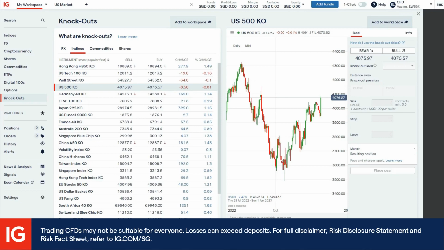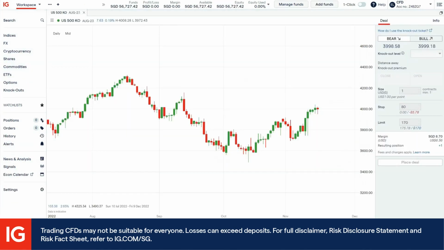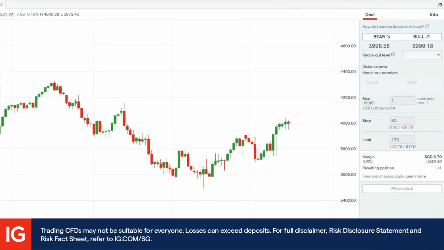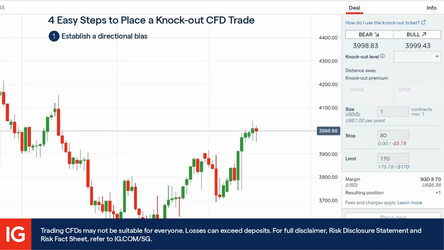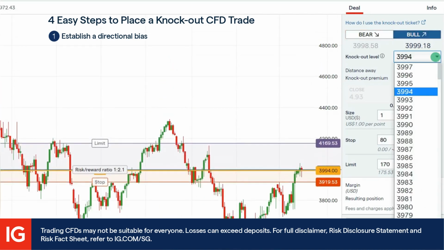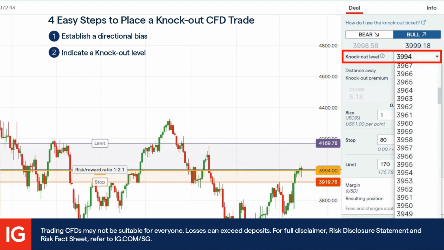Once you have selected the underlying market, click on the Add to Workspace button and it will appear in your workspace. If you are bullish on the underlying market and believe that prices will rise, you would buy a bull knockout. On the other hand, if you are bearish and believe that prices will fall, you would buy a bear knockout. Next, you will have to decide on a knockout level which cannot be amended once the position is open.